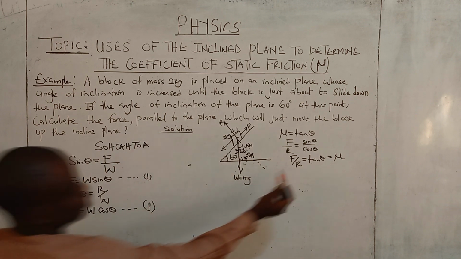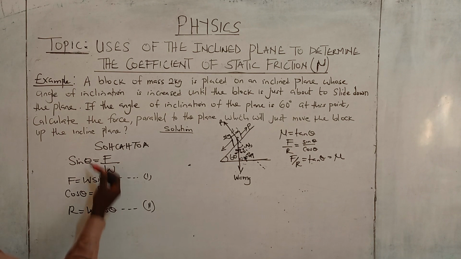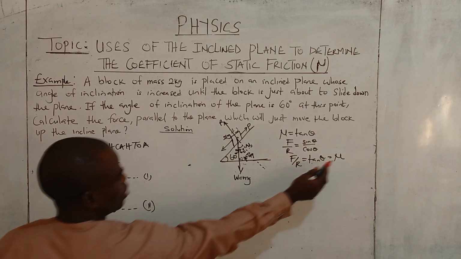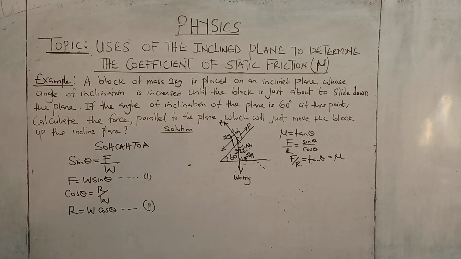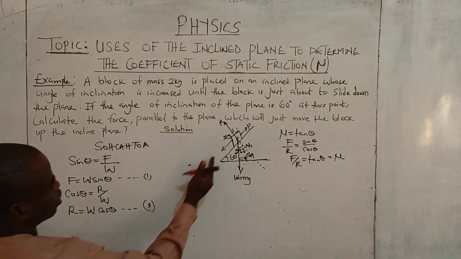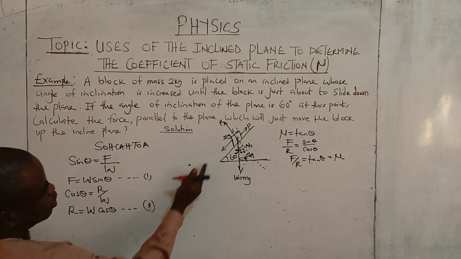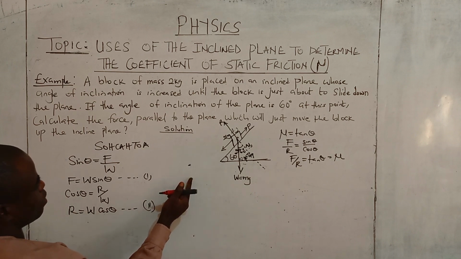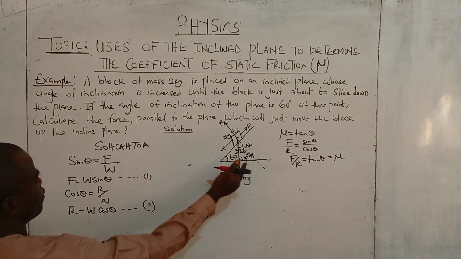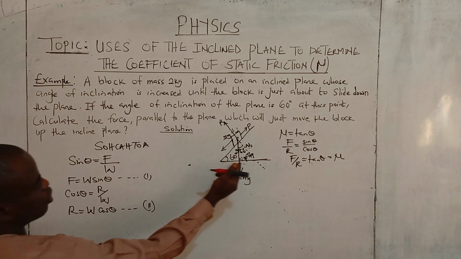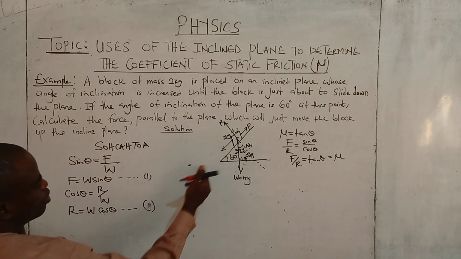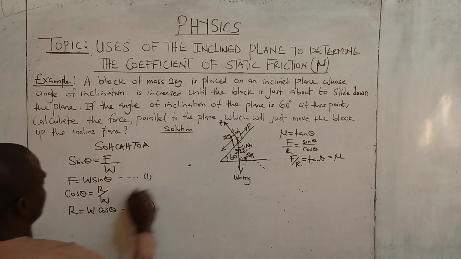Now, you divide equation 1 by equation 2, it will be F over R. W cancels out, sine theta over cos theta will give you tan theta, which is the coefficient of static friction. Now we must get the tension that will pull it down. The first one you get as F is this, and it has to go with the frictional force.